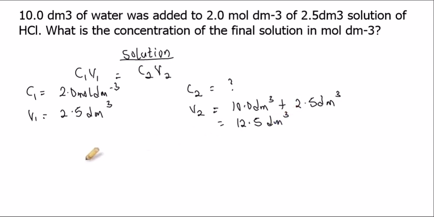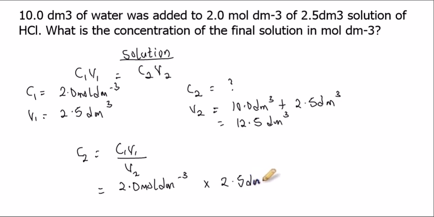So from here, let's proceed to solve for C2, the final concentration. So we'll be making C2 the subject. C2 equals C1 V1 divided by V2. So let's substitute the values. C1, that's 2.0 mole per dm cube, multiplied by V1, 2.5 dm cube, divided by V2, 12.5 dm cube.